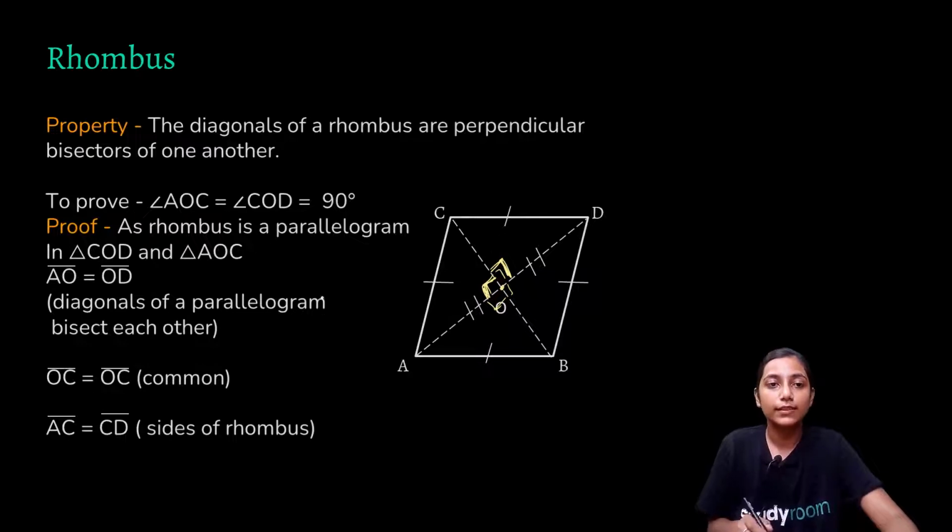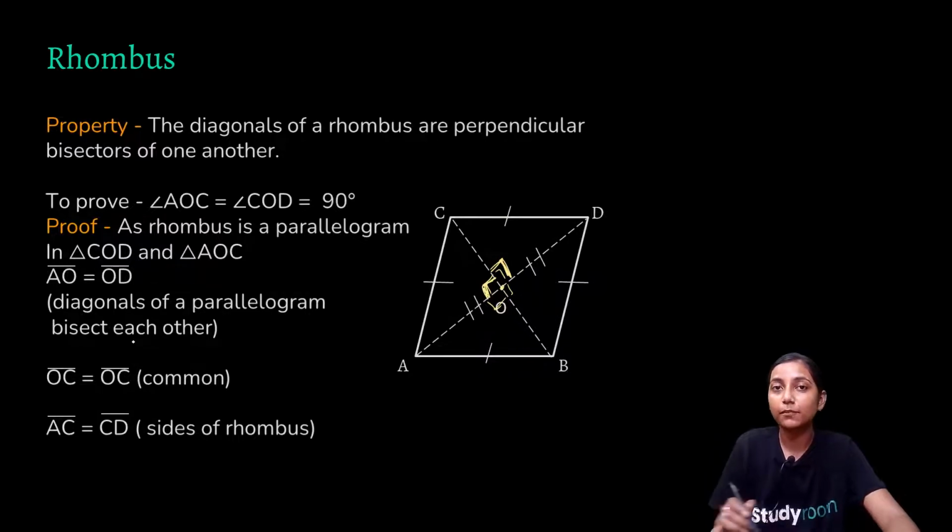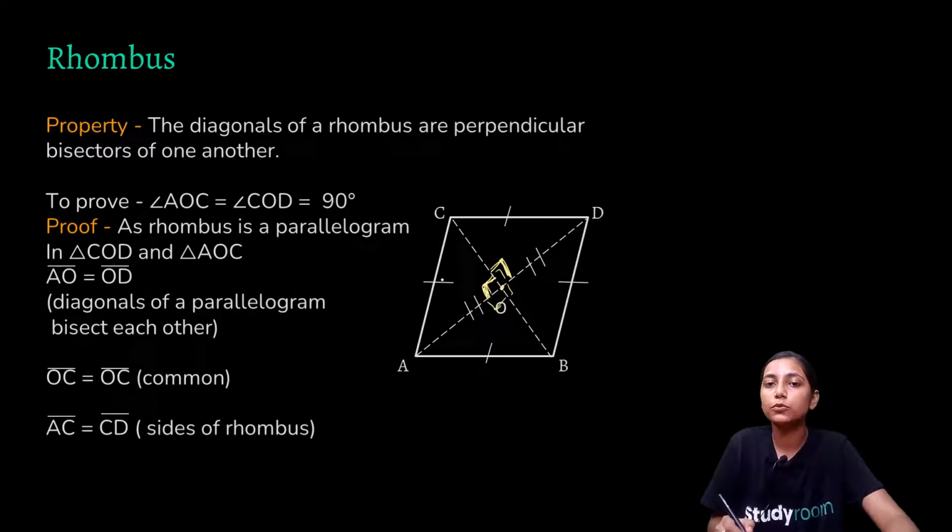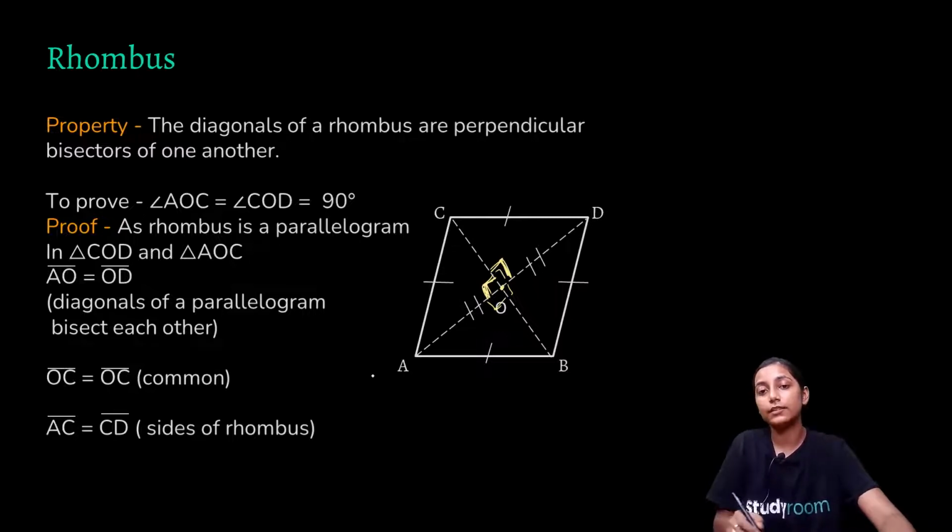Now the proof. As a rhombus is a parallelogram, therefore in triangle COD and in triangle AOC, AO is going to be equal to OD because the diagonal will be bisected here. Since it is a parallelogram, the diagonals of a parallelogram bisect each other. And OC is common to both these triangles. The third is AC equal to CD. Why? Because ABCD is a rhombus, and all four sides of a rhombus are equal. Therefore, these sides are going to be equal.